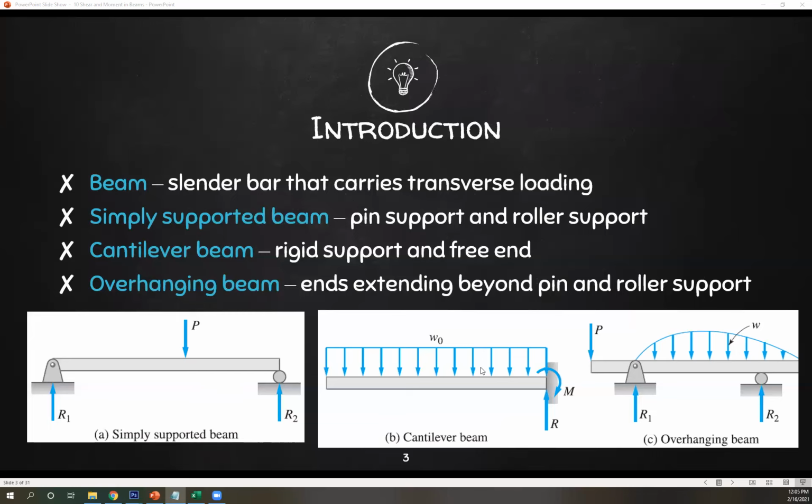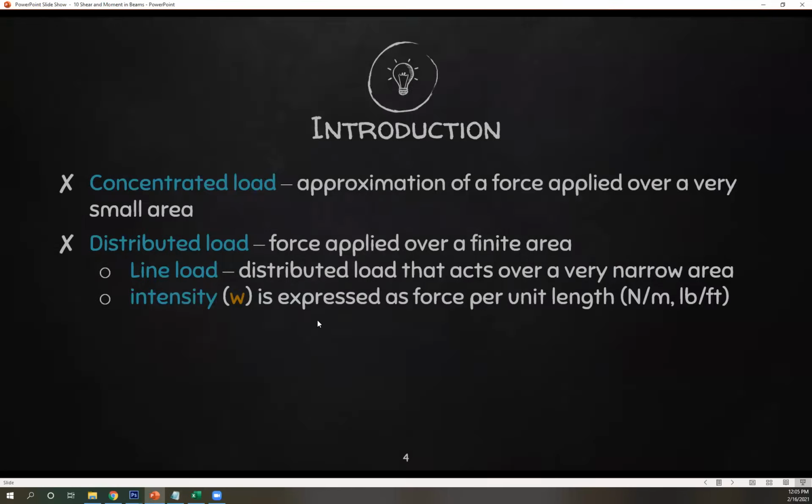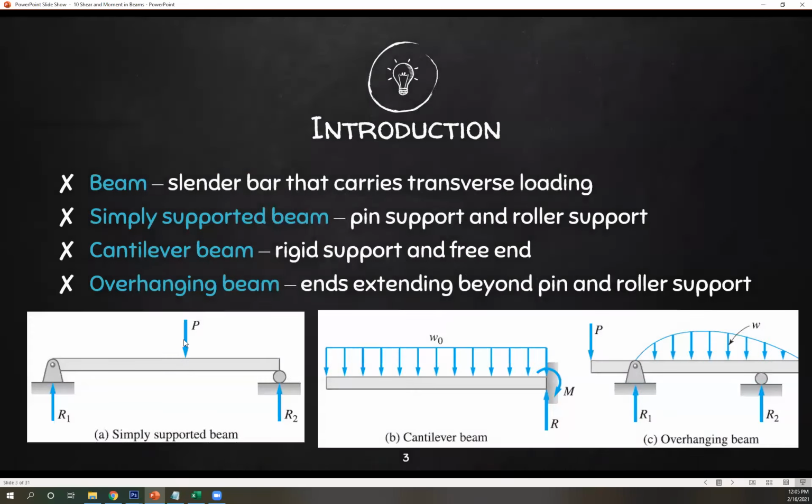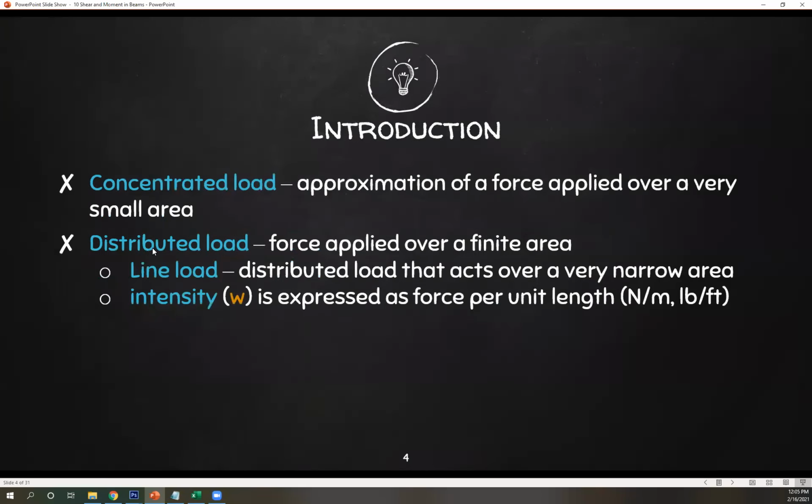You can see here, you have different types. Those types are your concentrated load and your distributed load. A concentrated load is an approximation of a force applied over a very small area. For example here, that's your point load. Concentrated load as well. And next is distributed load. It is force applied over a finite area.